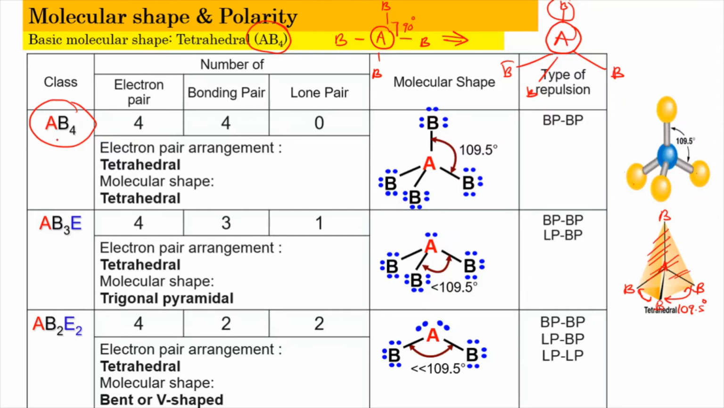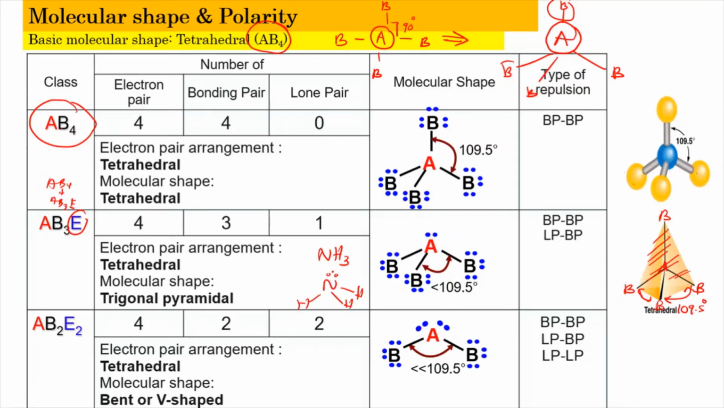And as mentioned, you can also change one of the bonding pairs into a lone pair. So from AB4, you're going to change it into AB3E. Example of the molecule is the ammonia that I showed you just now, NH3. So you're going to have the structure to be something like this.